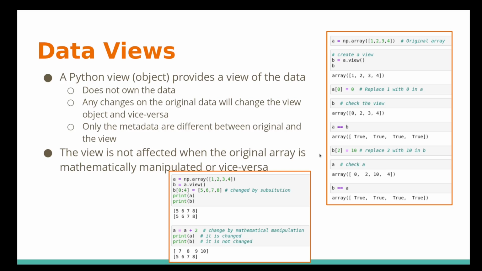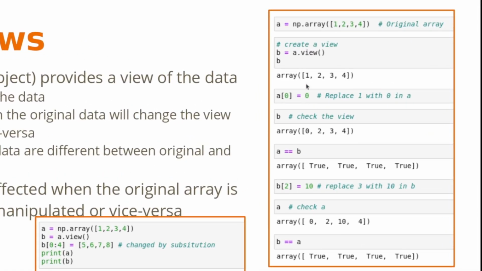Similarly, if I take B and take the second element of B and replace it with 10, so this is 0, 1, 2, the 3 is getting replaced with a 10, I get A, which is 0, 2, 10, 4. So you can see that A has changed. Any changes that I make to A will affect B. Any changes I make to B will be reflected in A.